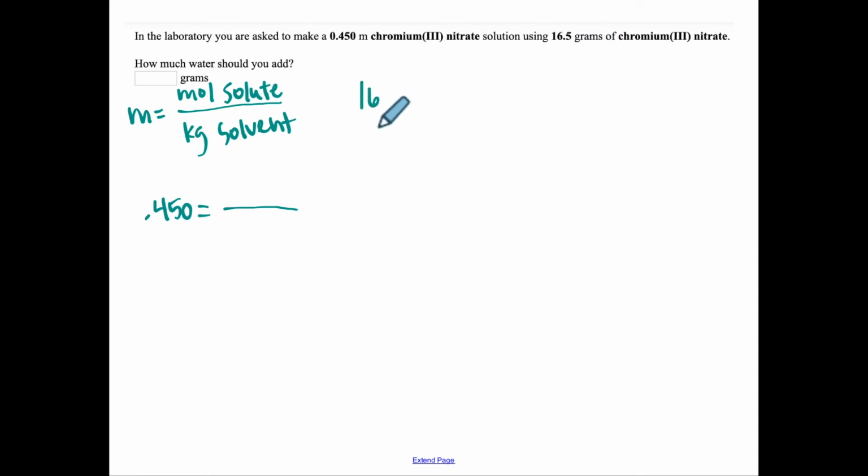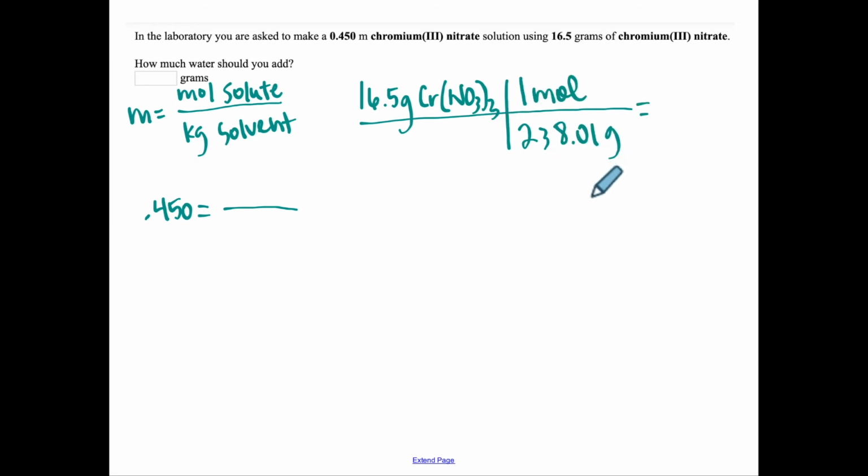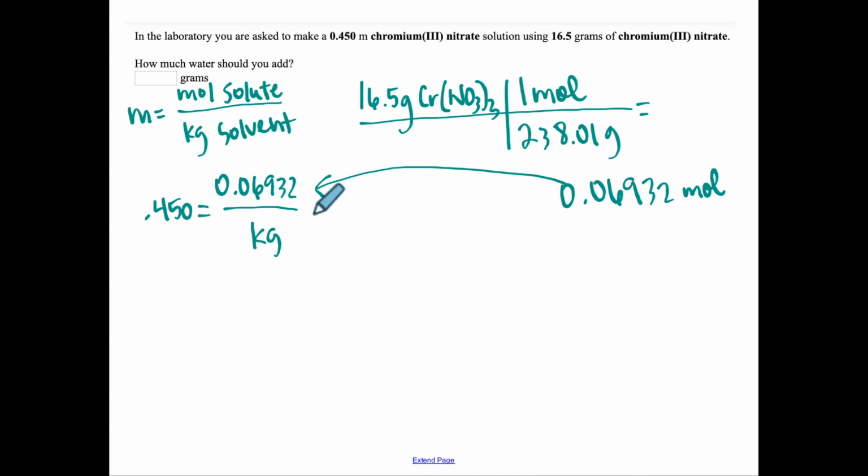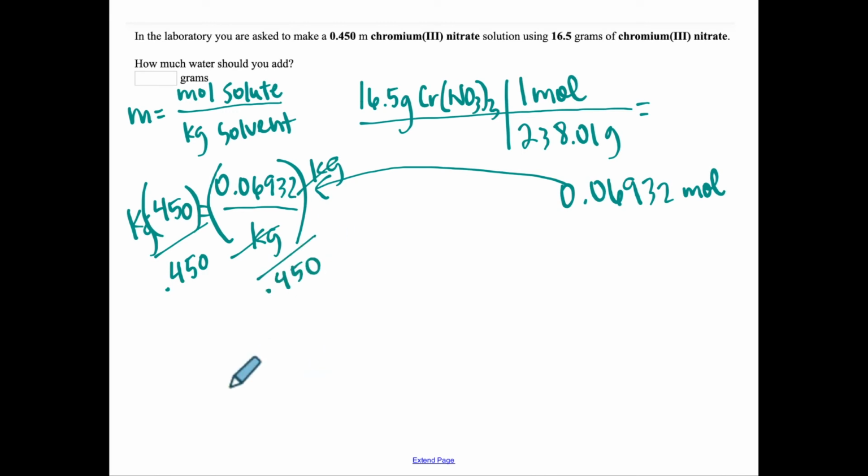So we can take 16.5 grams of chromium 3 nitrate, and we can convert that to moles using molar mass. When we divide by the molar mass, we end up with 0.06932 moles, which we can put that number over here. Now down here is the kilograms, which is mass is what we need to solve for. Since it asks for grams, we need to convert this to grams, and we get an answer of 154 grams.